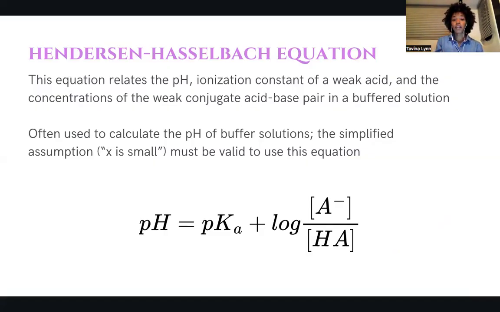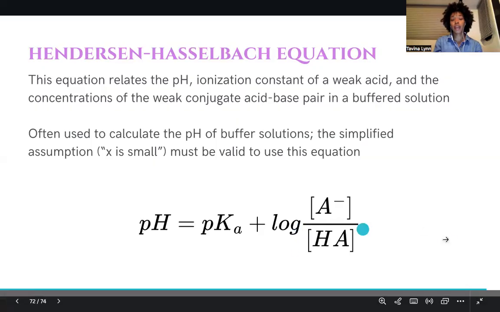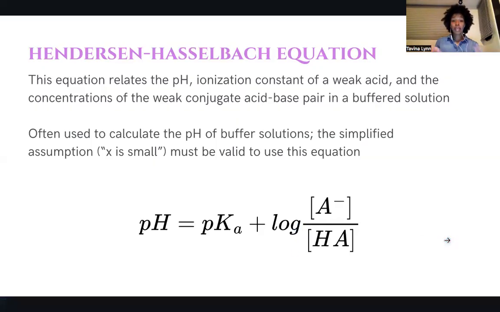The important thing to remember is that we can only use this equation if the simplifying assumption applies. And remember, the simplifying assumption only applies if our Ka value is small. If it is small, then we can use the Henderson-Hasselbalch equation for relating pH or concentrations of our weak conjugate acid-base pair.